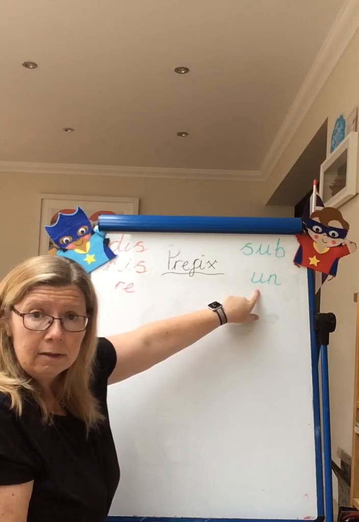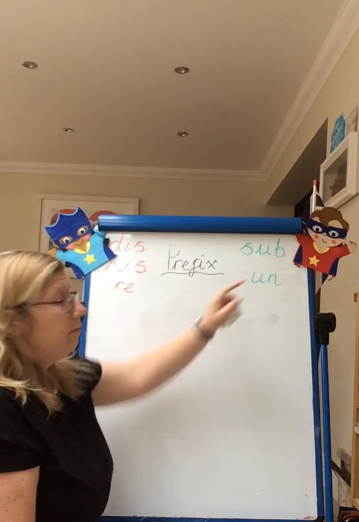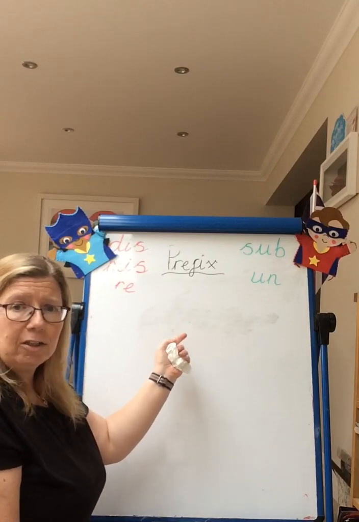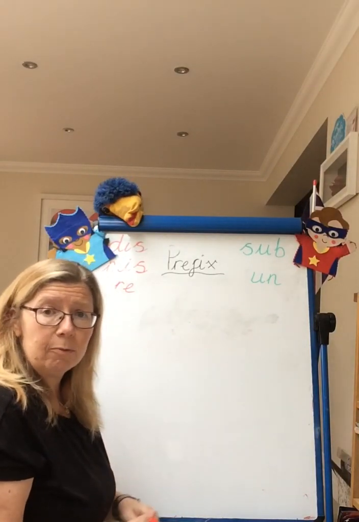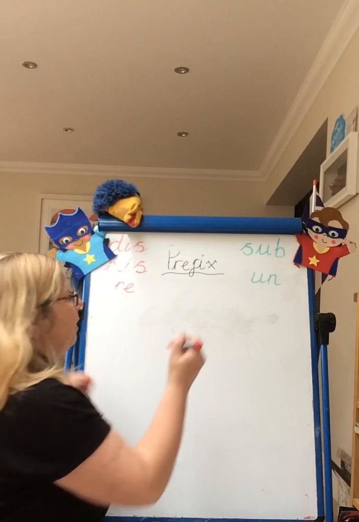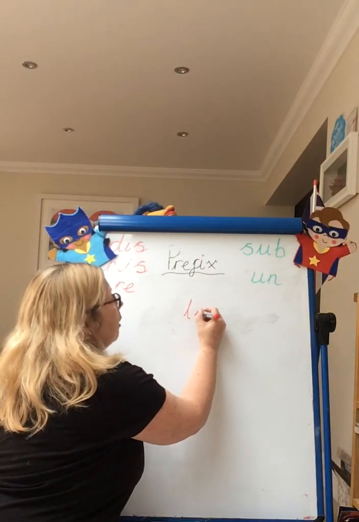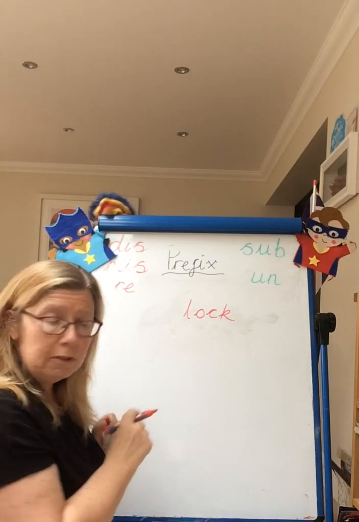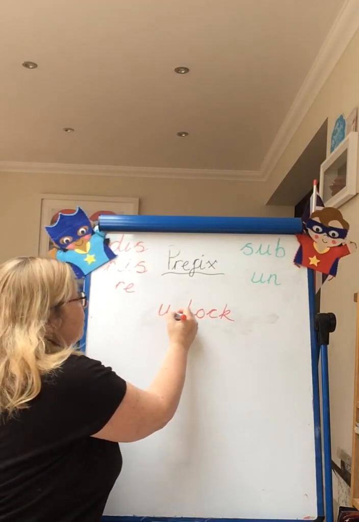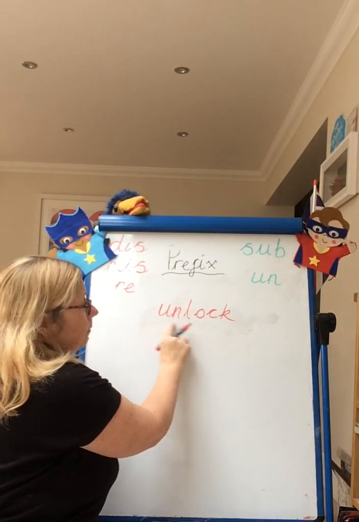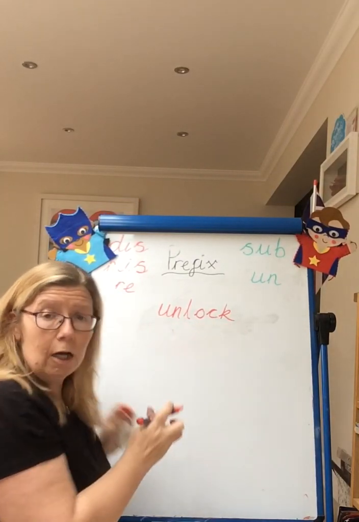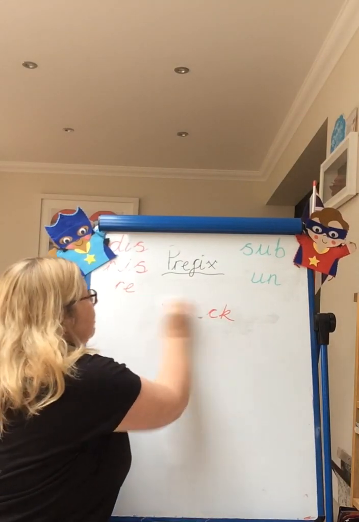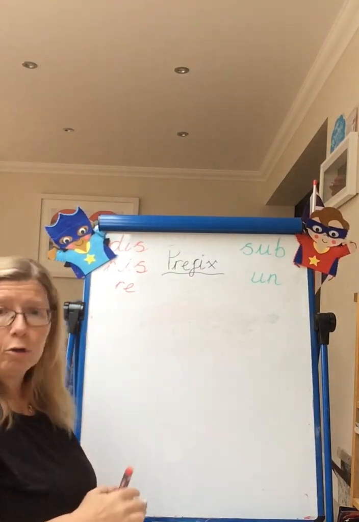So un, okay, if we put un in front of a word, that means not. So if I write happy and I change it to unhappy, it means that we're not happy. Okay, if I write the word lock and we put un in front of it, the word becomes, you say it, the word becomes unlock, which means it's not locked. So the prefix un means not.